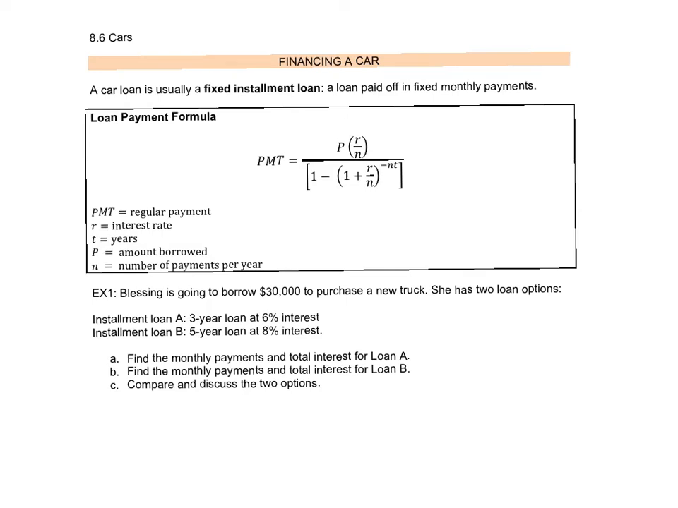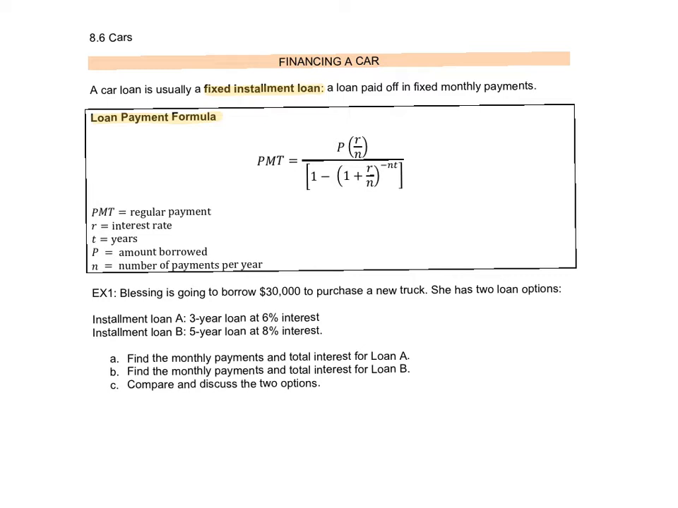In this section, 8.6, we're going to look at financing cars. A car loan is usually what we call a fixed installment loan, so that would be a loan that's paid off in fixed monthly payments. The loan payment formula would be given by this formula below, the PMT formula.